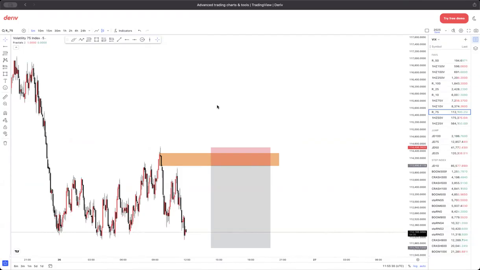Please, is it only engulfing I mentioned here? I mentioned plenty of candlestick patterns now. It's not only engulfing I mentioned. There are a lot.